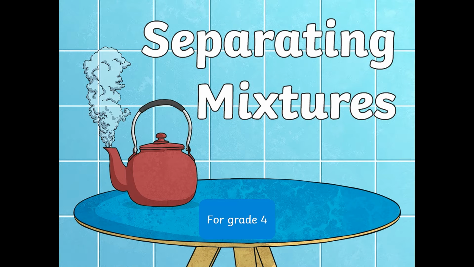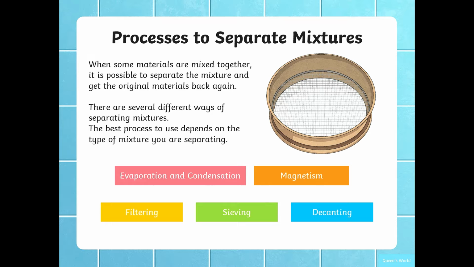So let's get started. So the process to separate mixtures. When some materials are mixed together, we can separate the mixture and get the original material back again. And there are several different ways of separating mixtures. The best process to use depends on the type of mixture you are separating. Some examples of the processes that we can use to separate mixtures are evaporation and condensation, magnetism, filtering, sieving, and decanting.